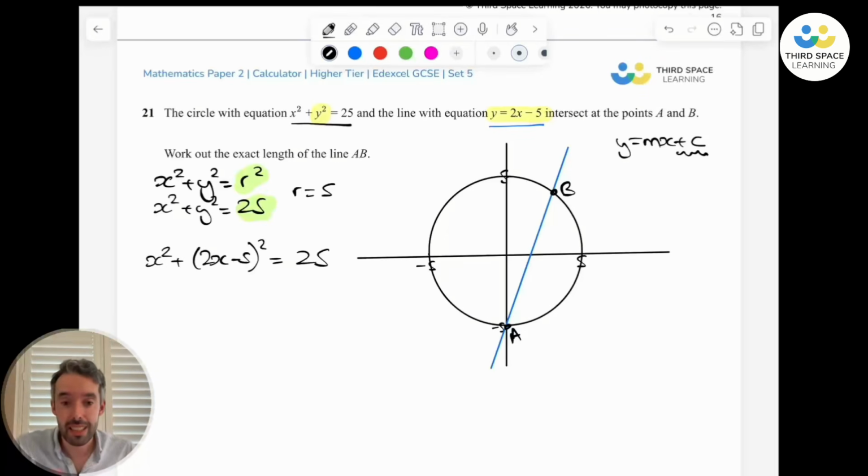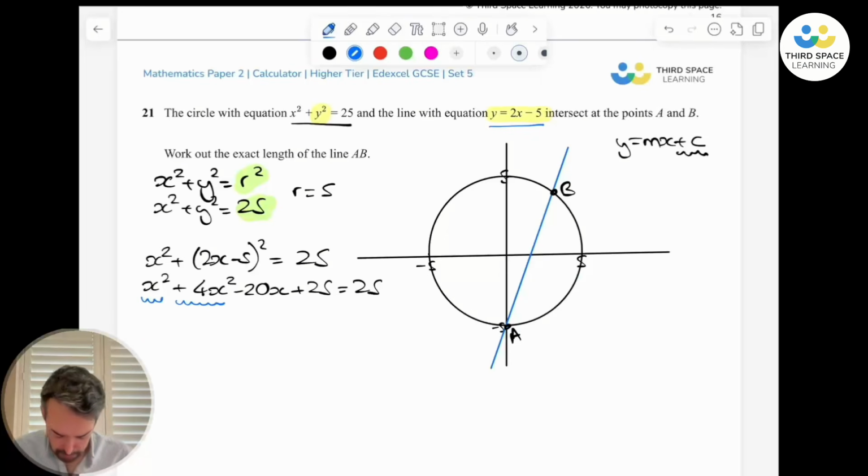So let's start now to expand the brackets. So if I expand out 2x minus 5, I've got double brackets there. Expand out very carefully, I get 4x squared minus 20x plus 25 equals 25. Let's bring these together. I've got x squared plus 4x squared. That's going to be 5x squared. Negative 20x is happily sitting there by itself. And then let's subtract 25 from both sides, so I get 0.